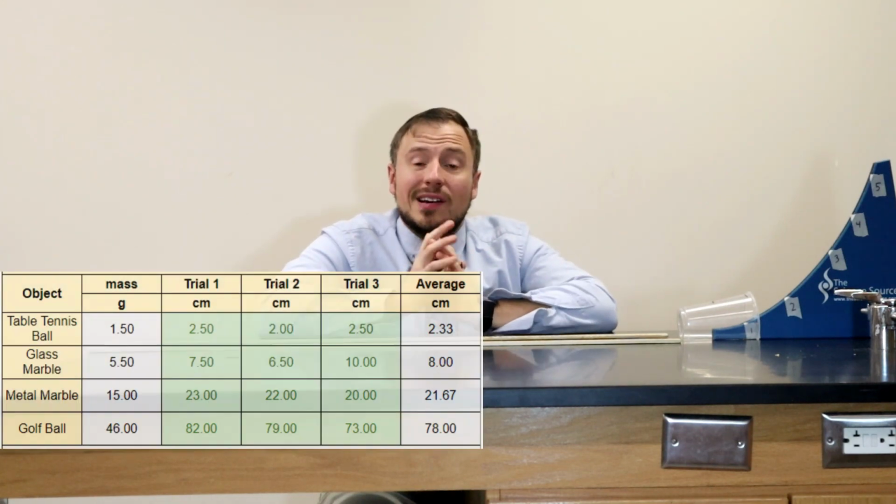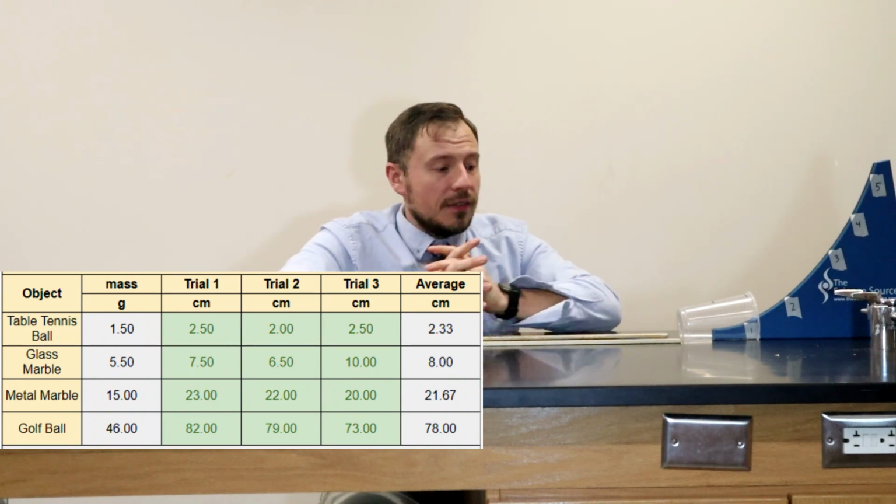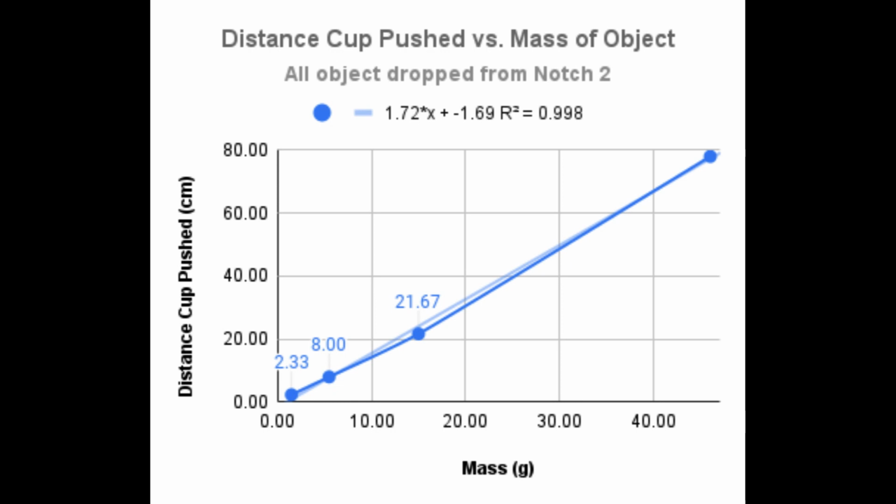Now that we've rolled all 4 objects down the ramp at notch number 2, we can look at our data table. Using this data, we can graph the mass and the average distance that object pushed the cup. So this is that graph.